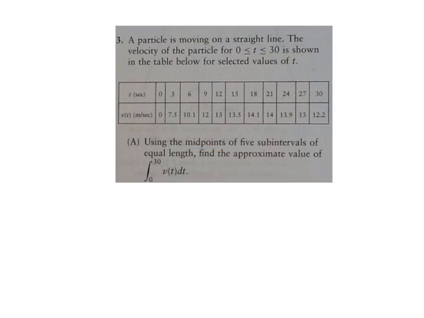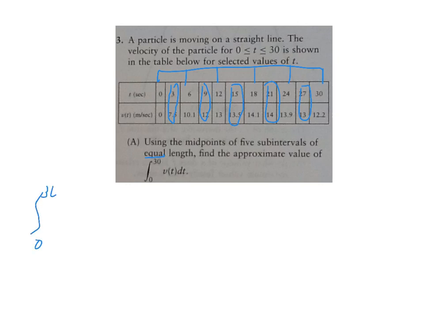Okay, so we're going to start with 5 midpoints. You notice we go from 0 to 30 all the way here, and that is going to split up nicely into 5 equal lengths. So if we go 6, 12, 18, 24, and then 30, there's our 5 equal lengths, and we're using the midpoint as the height. So there is the middle of that rectangle. So we're using the middle of each of these rectangles to be our height. So let's set this up.